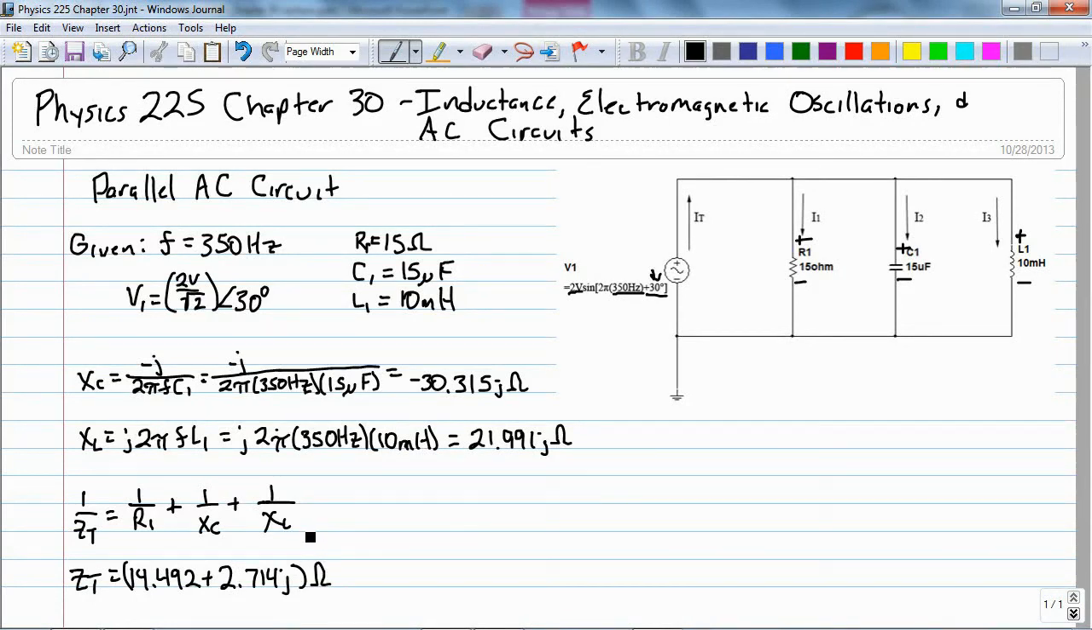So now we can start looking at the current that is flowing from the power source, the voltage source V1, and that'll be our starting point for the next video.